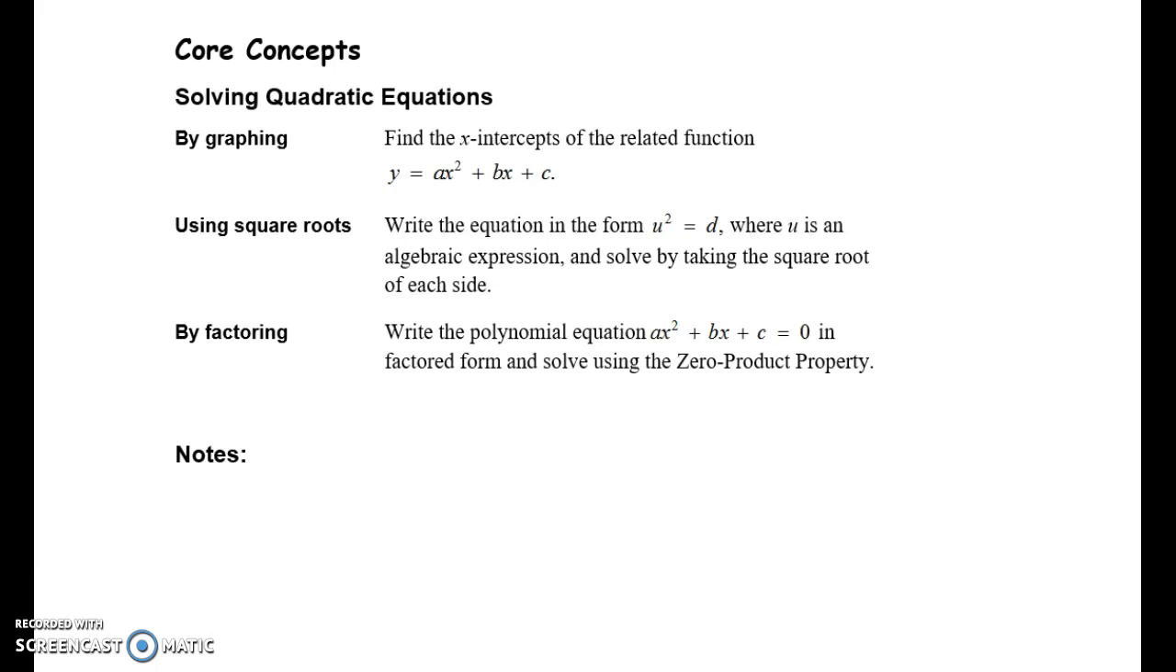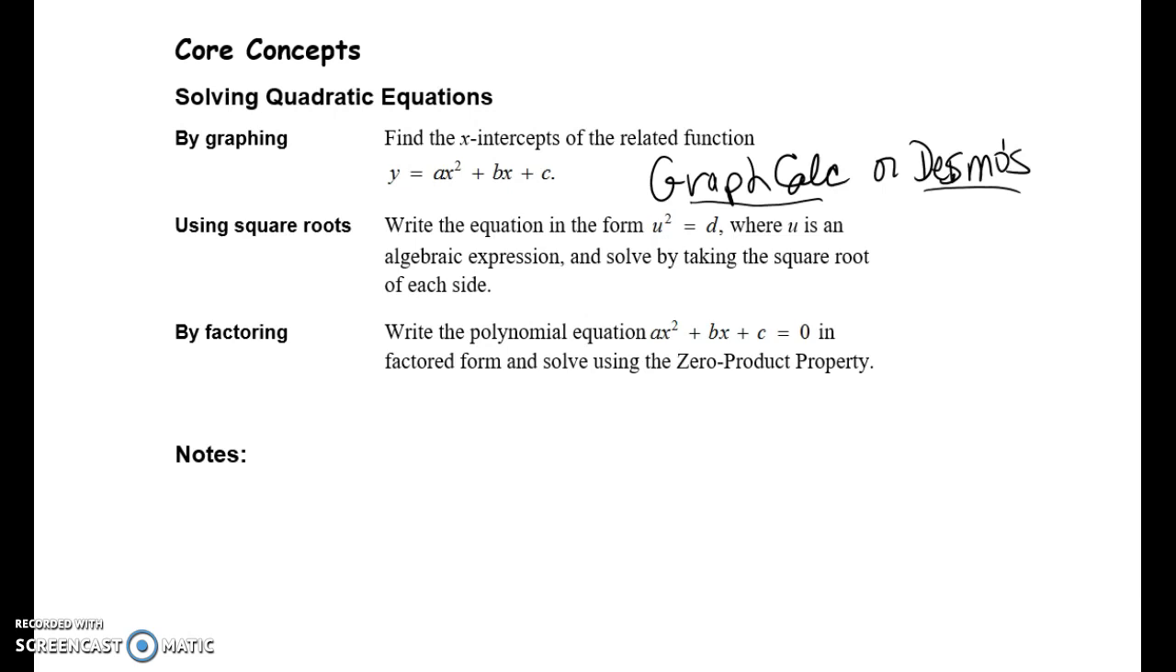Next, take a look at the core concepts. We're going to be looking at these first three methods of solving quadratics. There are more to come. The first method we're going to look at is by graphing. And you can graph using the graphing calculator or Desmos, which is on your computer. Now we already know how to graph by hand. We've already tested on that, so that's why now we're allowing you to use a graphing calculator or Desmos.